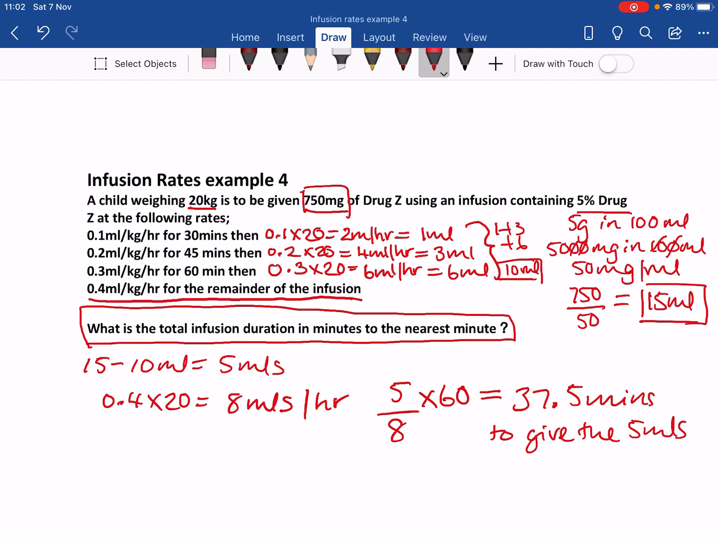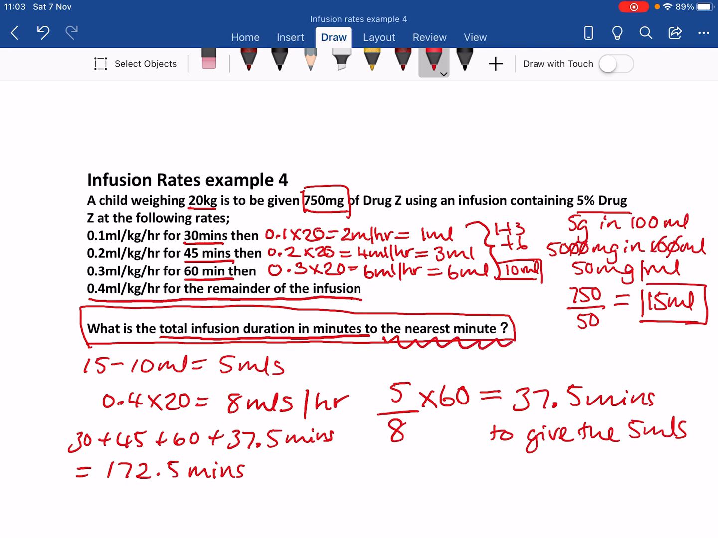That's not what the question is asking. The question is asking for the total infusion duration in minutes. So we need to add the time for each part of that dose administration. So it's been administered for 30 minutes plus 45 minutes plus 60 minutes plus the amount of time we've just calculated, 37.5 minutes, which means a total of 172.5 minutes. But again, if we read the question, it's asking to the nearest minute. So we round that up, means that the total infusion time is 173 minutes.